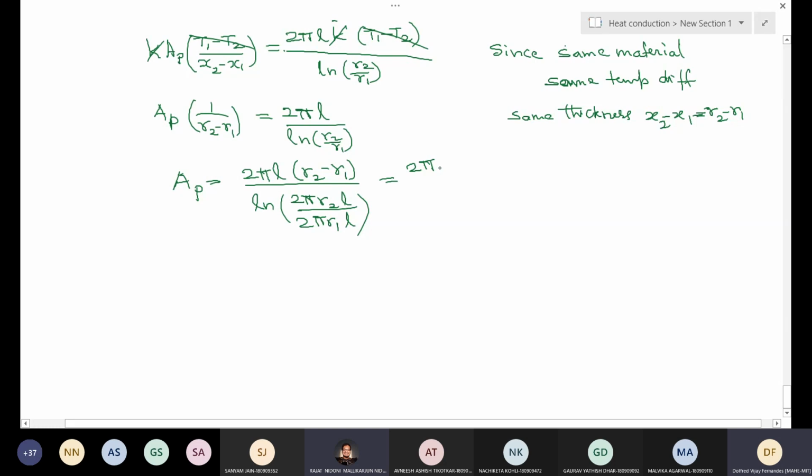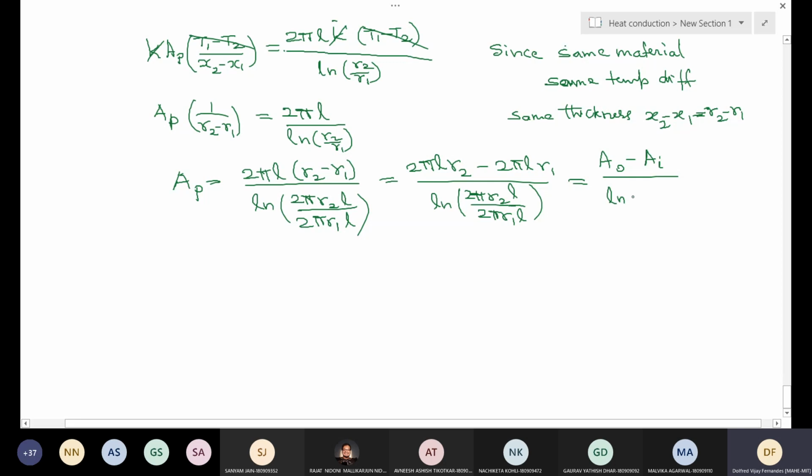A0 minus A1, that is 2 pi L R2 minus 2 pi L R1. Those who cannot make out, you can write like this: ln of 2 pi R2 L over 2 pi R1 L. And this is nothing but area outside minus area inside of the cylinder, divided by ln of area outside over area inside. So this is the log mean area.